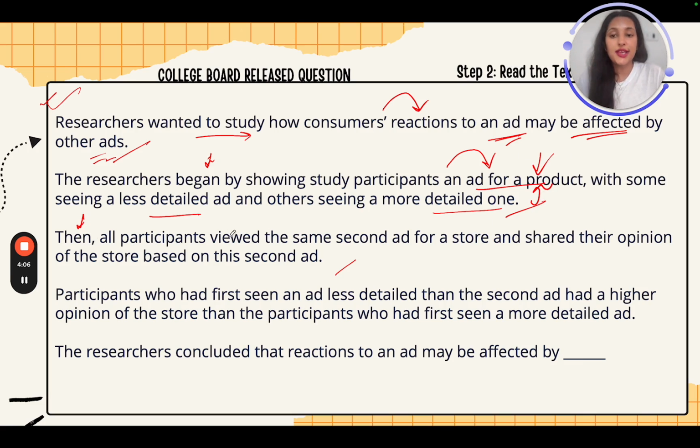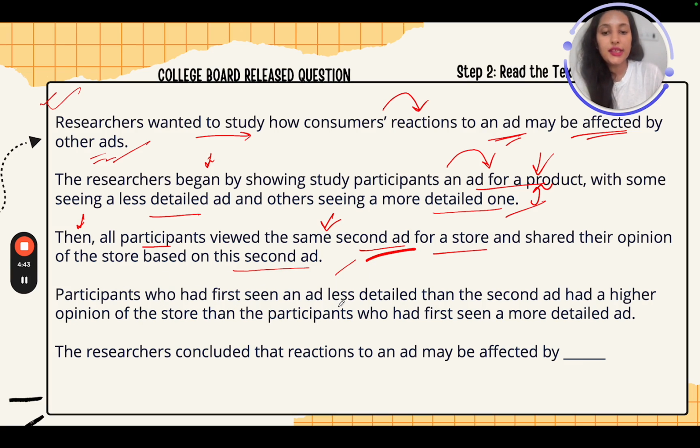Then, what is the next thing that's happening in the research? "All participants viewed the same second ad for a store." So now all the participants are seeing one ad, some other ad, but they all are seeing the same ad. What is that ad about? It's for a store, "and shared their opinion of the store based on this second ad." So now that they have seen the second ad, they have been asked what their opinion is about the store, right? Based on the second ad that they saw. What do they think about the store? Now let's read ahead.